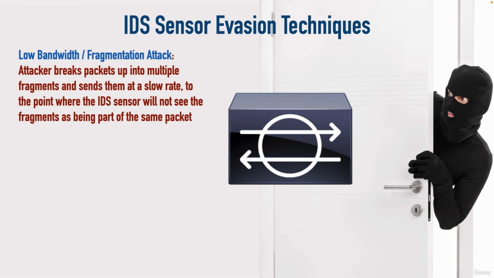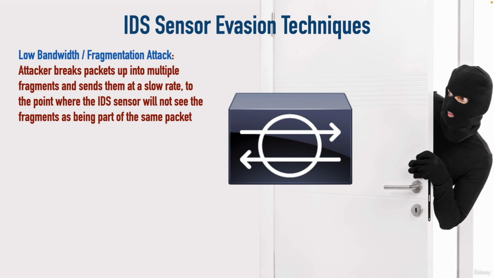So with a low bandwidth attack, we take a packet, we break it up into fragments, and we send those fragments spaced out to the point where we're exceeding the timeout value on the IDS. But maybe we're not exceeding the timeout value of the target host inside of the corporate network. So the IDS sensor might not see these fragments as being combined into something malicious because they're spaced too far apart, but the host may reassemble them and be receiving malicious traffic.